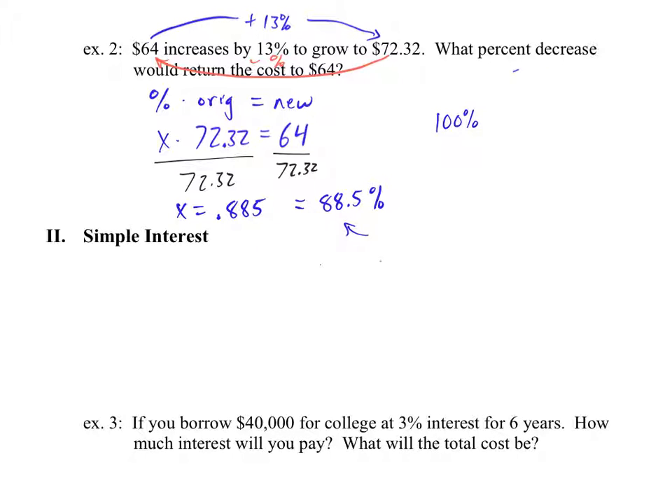Perfect, yep. That here is what we pay. So we need to pay 88.5%. So to figure out what they took off, we do this here, and we get 11.5, I believe, 11.5%. So they took 11.5% off to get us back to that starting amount. Any questions on those?